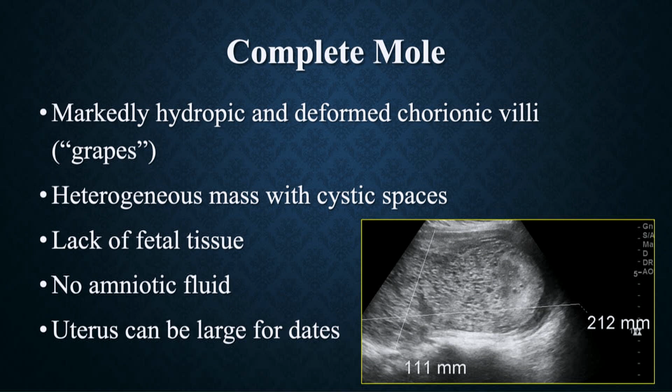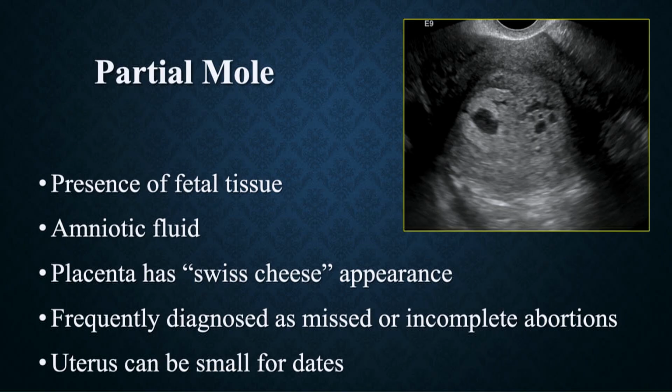If it's a complete mole, again, we see it as a relatively solid mass with cystic changes. There's no fetal tissue. If it's a partial mole, then we do expect to see some fetal tissue. And in this example here, you can see the gestational sac and then the cystic changes and the tissue adjacent to it.